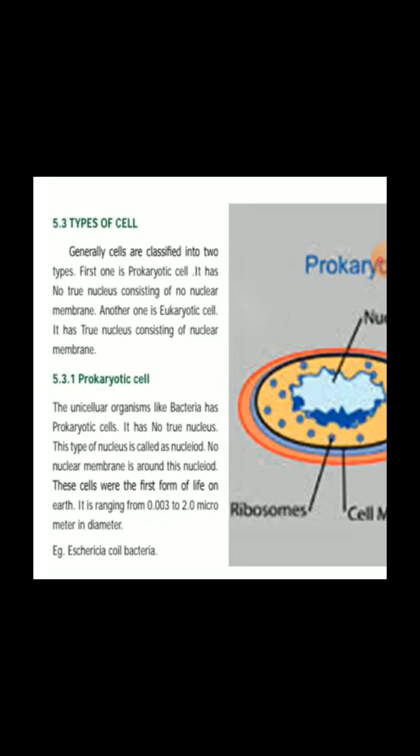The first one is the prokaryotic cell and the next one is what? Eukaryotic cell. Prokaryotic cell has no true nucleus and no nuclear membrane. Eukaryotic cell has a true nucleus consisting of a nuclear membrane. Do you understand, children? Prokaryotic has no nucleus and no nuclear membrane. Eukaryotic has a true nucleus consisting of a nuclear membrane.